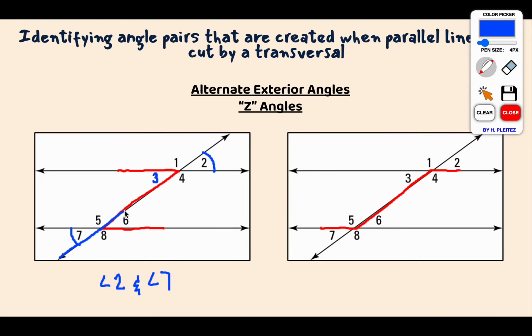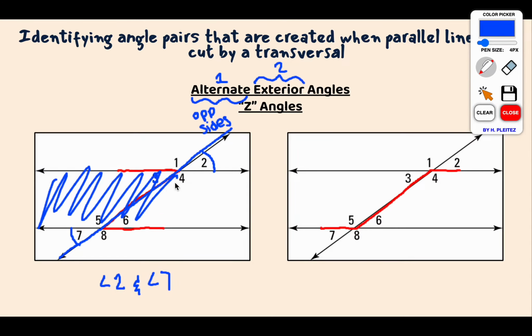Our transversal is here. So our alternate exterior angles, first condition, they need to be on opposite sides of the transversal. Second condition is they need to be on the outside. So the inside of our diagram is in here, right? So we know that if we wanted alternate exterior angles, they cannot be angles 3, 4, 5, or 6.